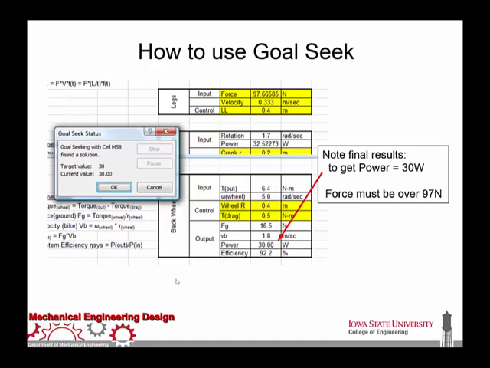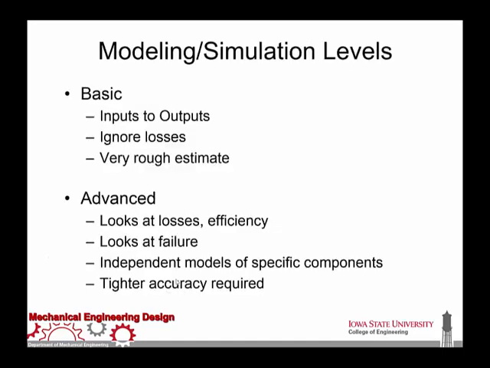So again, we got an output of 30 watts, requiring a force of 97.7 newtons. We can break modeling analysis up into 2 areas, what I would call basic and advanced. In basic modeling, we just want to understand the relationship between the inputs and the outputs. We're probably going to ignore losses, and in most cases we're trying to do just a very rough estimate so that we can make some basic comparisons on our concepts to find the best one to move forward with.